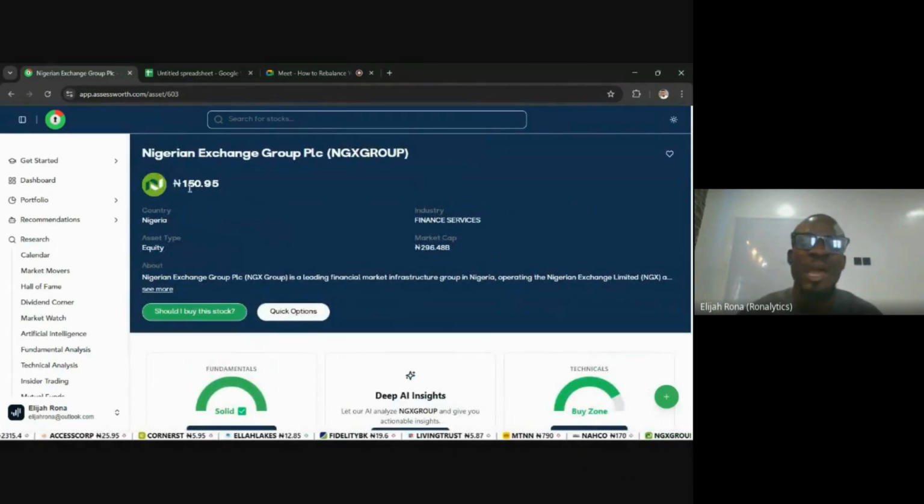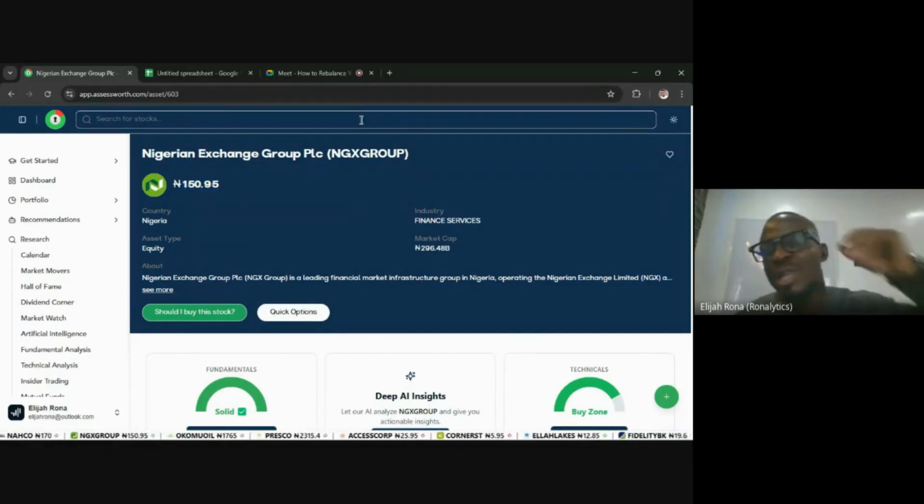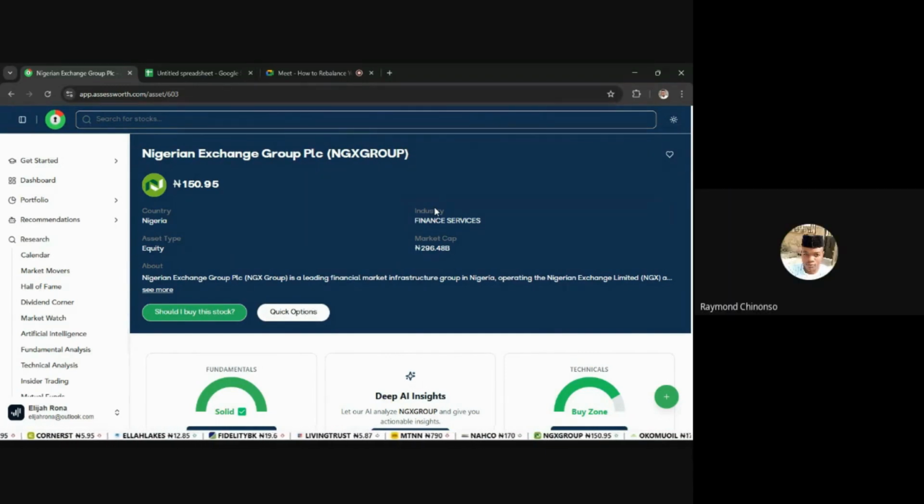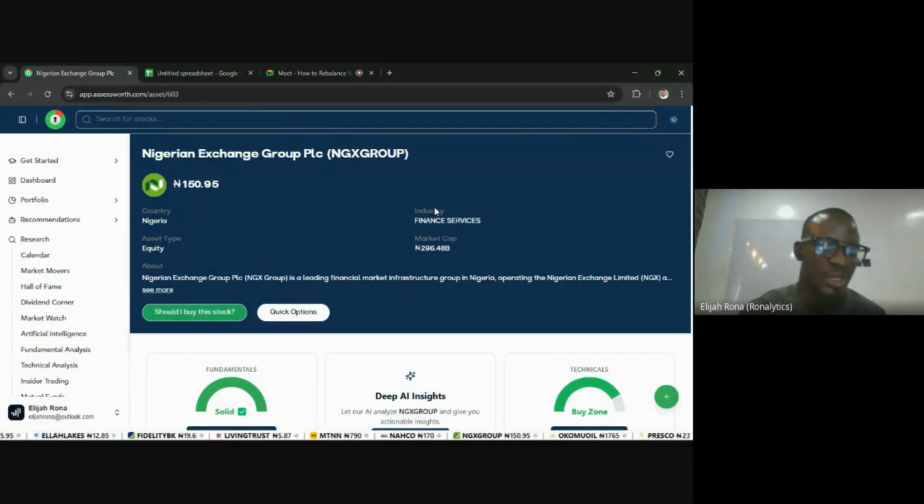This NGX group that we are seeing here, if you see it go from 150 and drop down to 135, will you not buy it immediately? Me personally, I will buy. There are some persons today waiting for MTN to pull back by only 10%, by only 15%, before they will rush and buy it immediately. Why? Because they know that this company is fundamentally sound and generates a lot of cash flow.